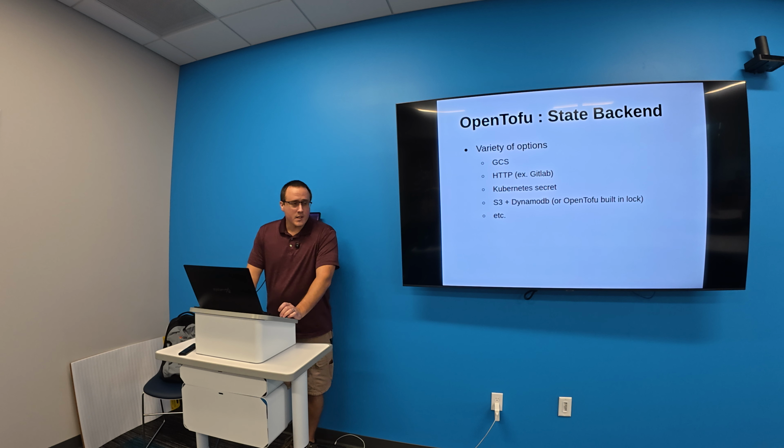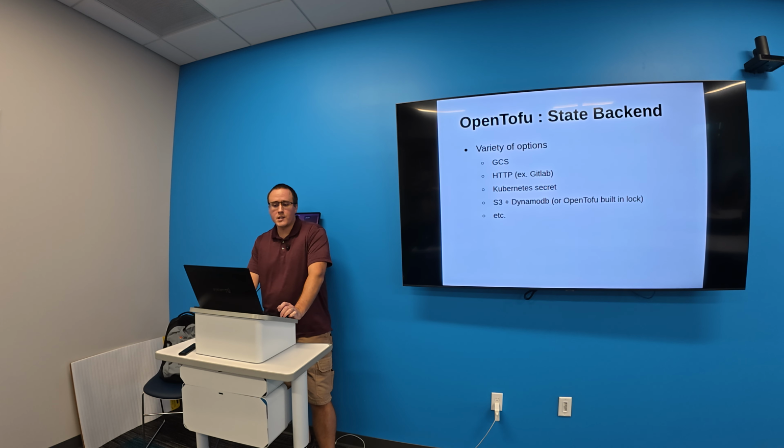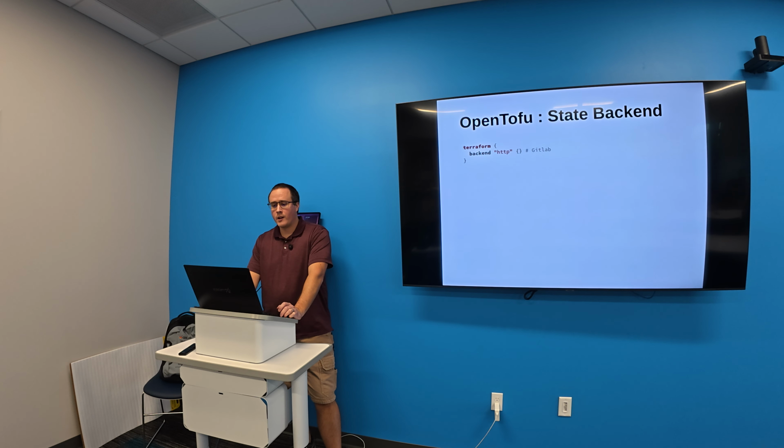So let's take a look at how we can set up a remote state. There's a whole bunch of options, like everything. We're going to focus in on an HTTP backend. GitLab, in fact, provides this with every project you create out of the box. To configure that, we would go ahead and define our backend as HTTP. Inside those braces, you could define all the values.